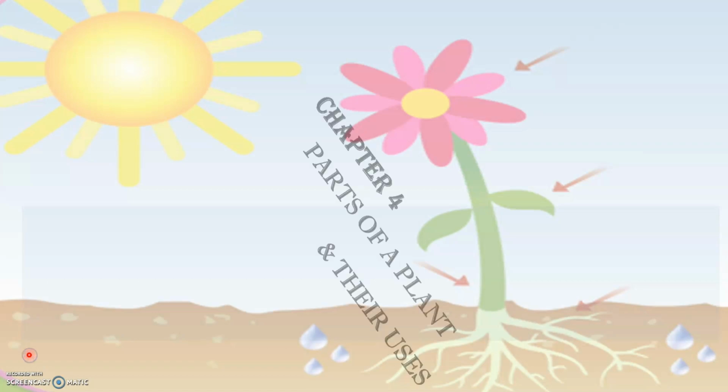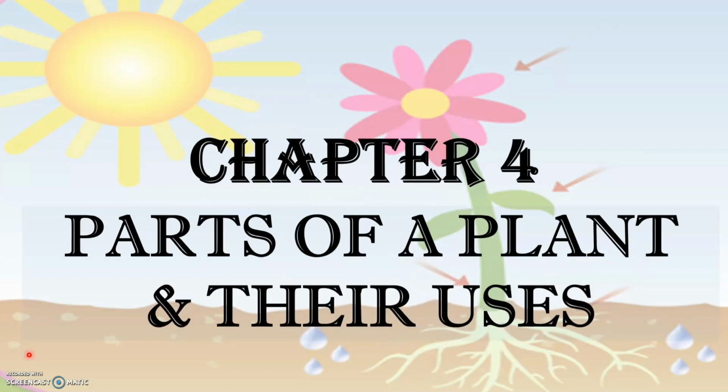Today we are going to begin with the fourth chapter. We see many plants around us, isn't it? Yes, some of them are big and some others are small. Do you know that for the gardening contest, some of your friends have already started growing plants in their houses? In this chapter, we are going to learn about parts of a plant and their uses.